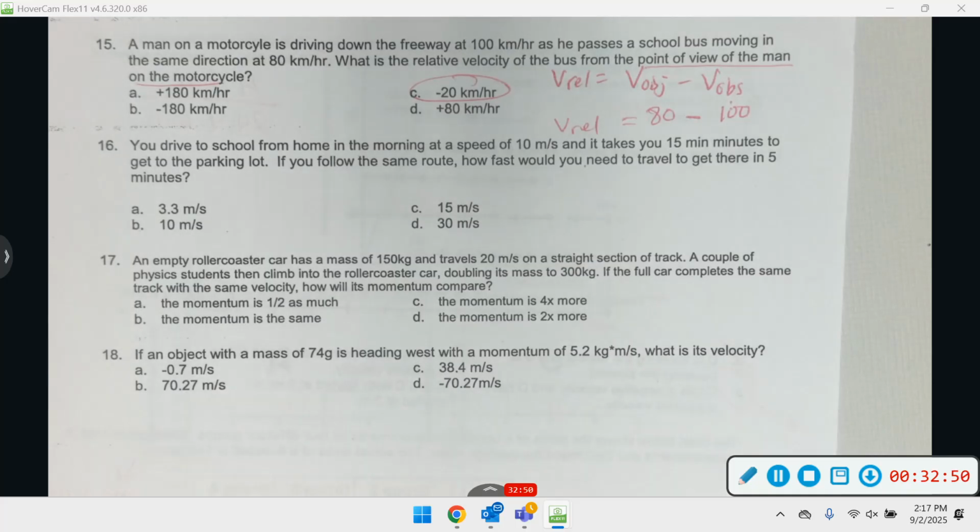So the answer to 15 should be C. And you guys did good on that one. 89% of you got it right. It was just the other one you had trouble with. Questions about number 15?